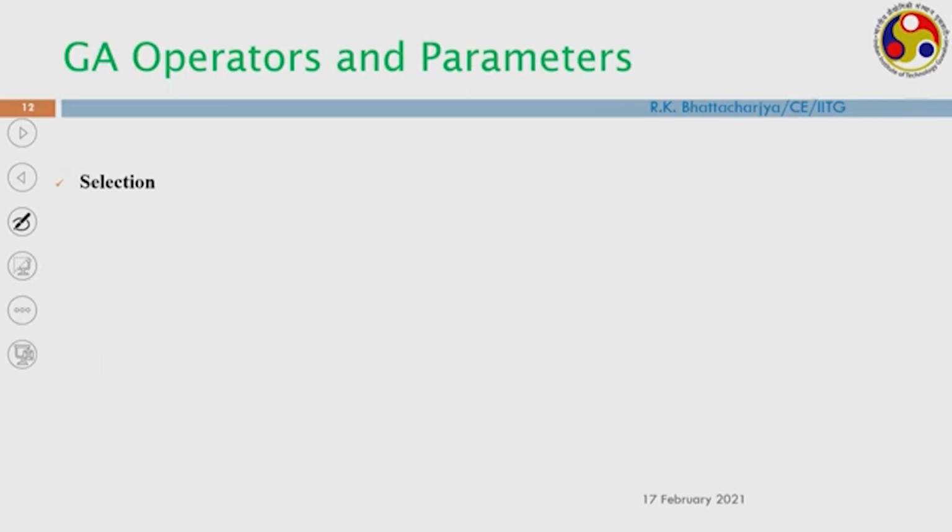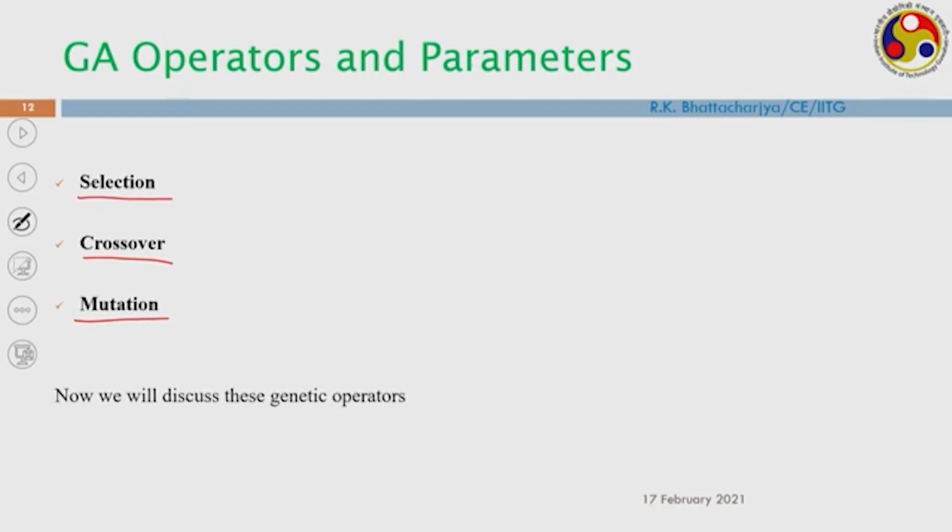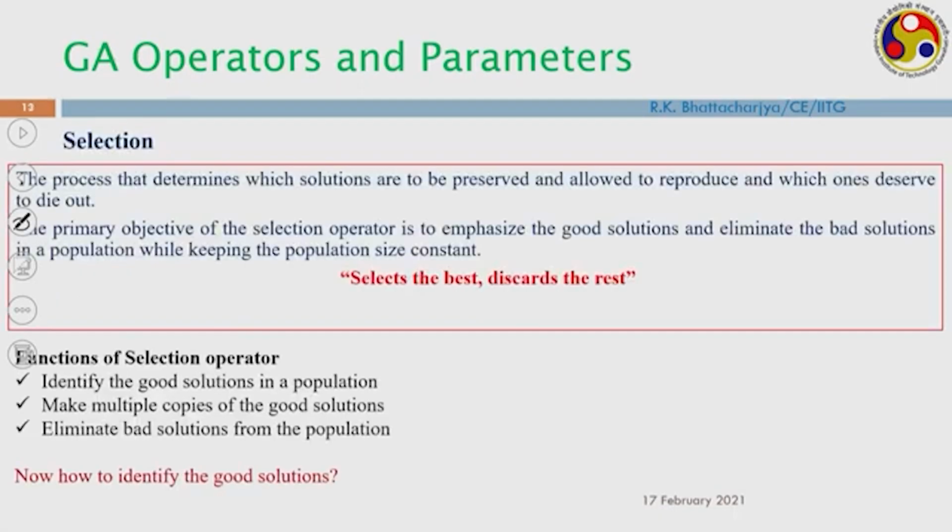As I said, there are three operators here: selection, crossover and mutation. Now we will discuss these genetic operators one by one, and I will also discuss what is the function of these three operators, what they do basically, and how to implement each operator. The first operator is the selection operator.